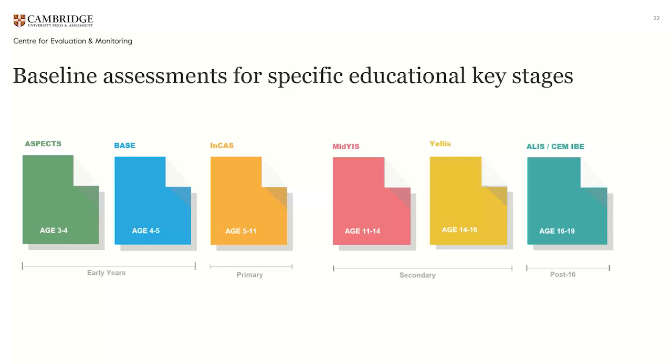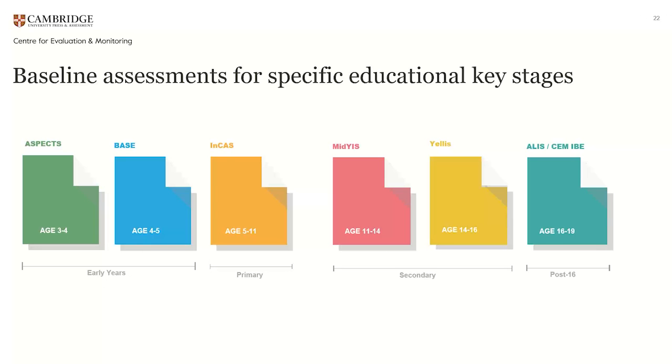And then finally, in the age range, we have Alis, the A-Level Information System, or the Cambridge CEM International Baccalaureate version of the assessment, where students can take the assessment, again, as a baseline measure, and we're predominantly looking forward from that point to likely outcomes at the end of the course. The second benefit of Alis as well is if you have IGCSE, GCSE, O-level data already, you can actually just input that data in and base predictions on that alone, without actually having to take the baseline assessment, or you could use a combination of the two.